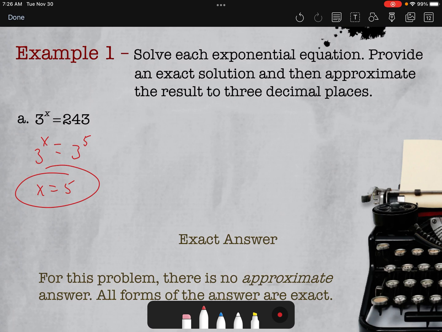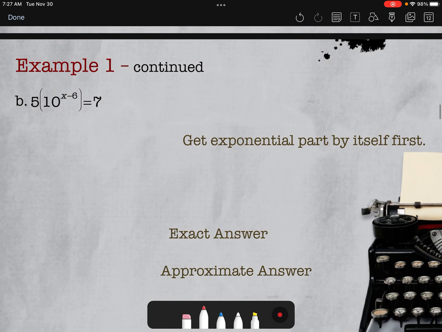However, we could also change this to a log. So log base 3 of 243 equals x. And then we could type that on our calculator or use the change of base formula, and guess what you're going to get? x equals 5. So either way is a successful way to solve for that exponent x. Because remember, a logarithm's answer is always an exponent.